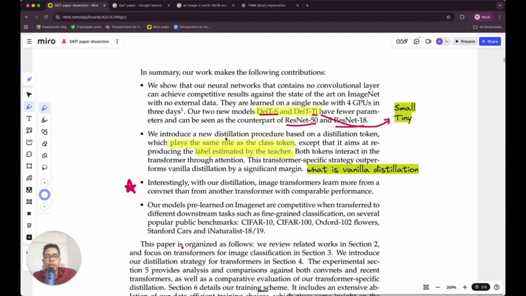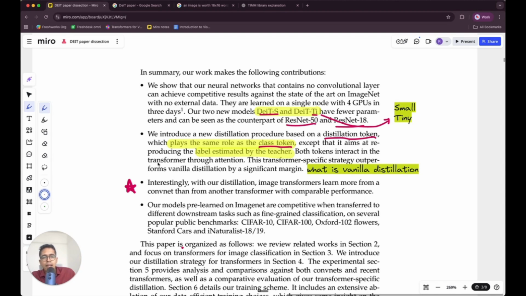We introduce a new distillation procedure based on a distillation token. So this is the extra token that I talked about, which plays the same role as the class token used in the vision transformer, except that it aims at reproducing the label estimated by the teacher. The class token was trained by constructing a loss comparing it against the ground truth in the vision transformer classification task. Here, the distillation token is not directly compared against the ground truth. It is compared against the predictions made by a teacher. So that's the difference, and we'll see how to combine those two things into one single loss function.